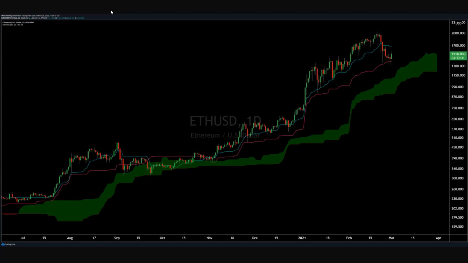ETH as well has also had Kijun bounce several times, one in late November, one in early January, and now two in February. Same story. If you're bearish, you want to see this cross over the next couple weeks. If you're bullish, you want to see price move back to all-time highs.